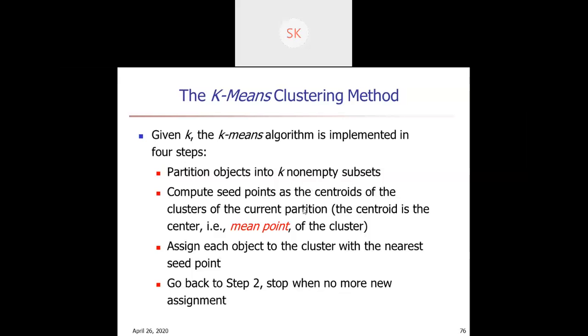First step, partition the objects into k non-empty subsets, where k reflects the number of clusters. Then compute the seed point as the centroid of the cluster of the current partition. The centroid is the center, that is the main point of the cluster. Assign each object to the cluster with the nearest seed point. We compute each object with respect to the centroid and calculate the distance. Whichever is nearer to that centroid will be gathered together, termed as one cluster. We need to continue this till the end of all objects.